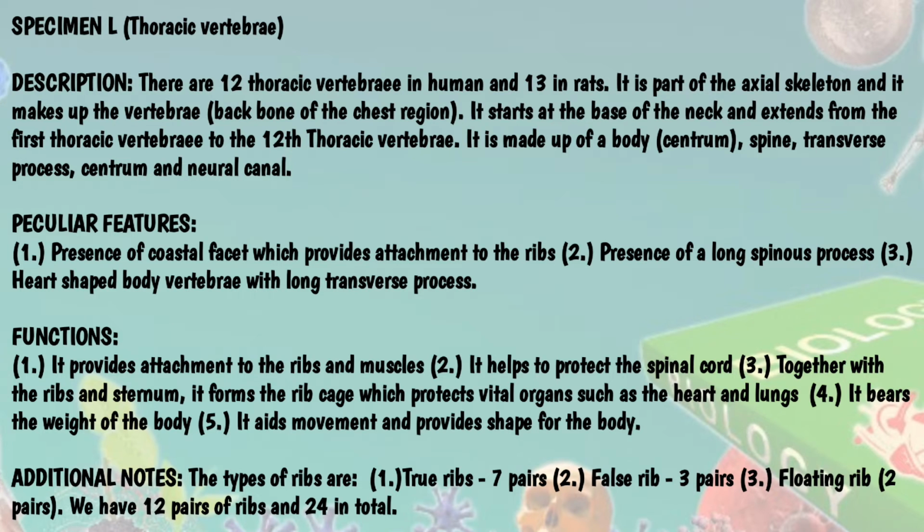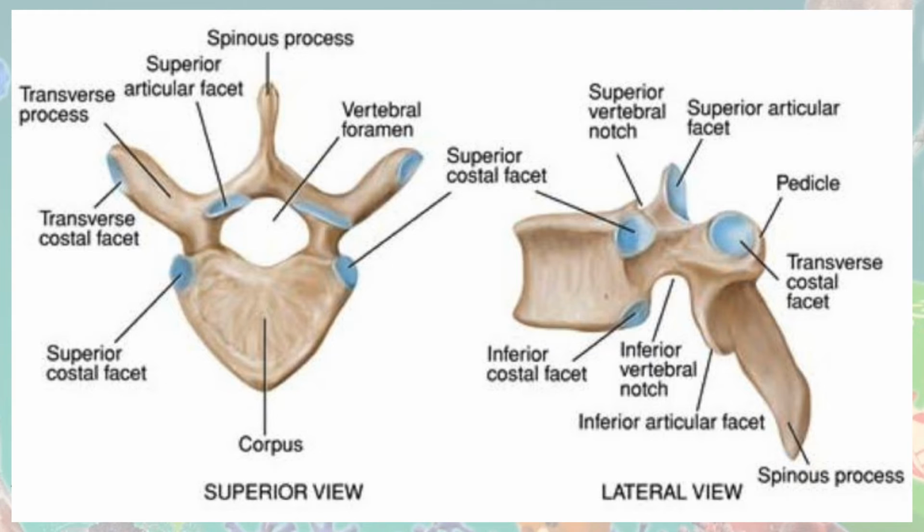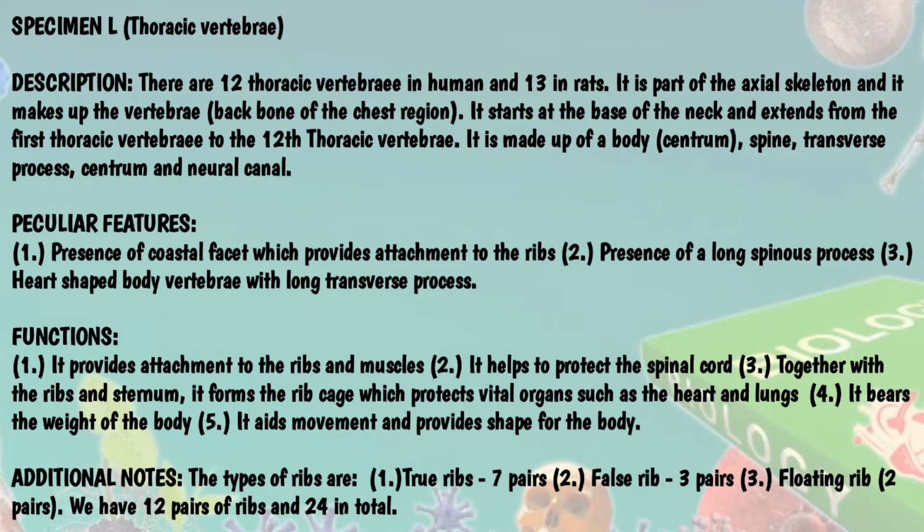We have 12 thoracic vertebrae in man and 13 in rats. The thoracic vertebrae form a part of the axial skeleton. Now the skeleton is divided into two, which are the axial and then the appendicular. The axial skeleton is the skeleton of the head, the neck, and then the trunk. Then anything outside this place becomes the appendicular skeleton. And things outside there are our upper limbs and then our lower limbs. So these form part of the appendicular skeleton.